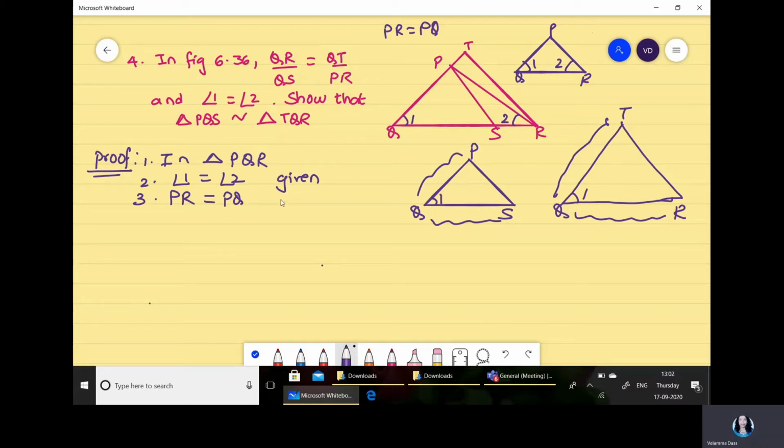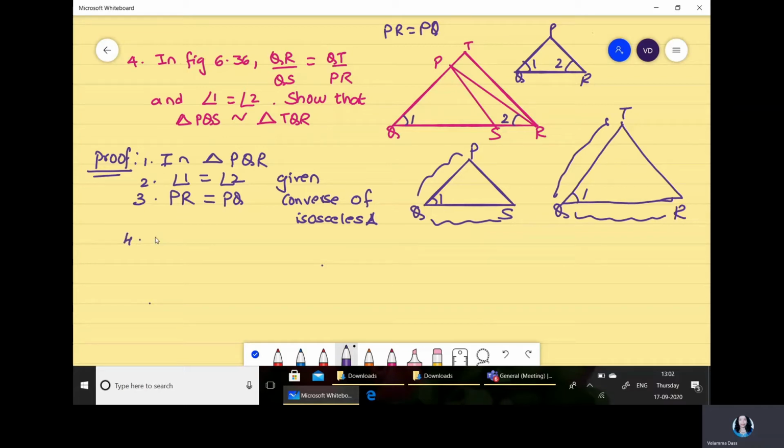So either you can write that sides opposite to equal angles are equal, or you can also write the converse of the isosceles triangle theorem. Any particular reason that is correct and logical. So by the converse of the isosceles triangle theorem, we are writing PR equal to PQ. So from this we get that PR and PQ are equal.